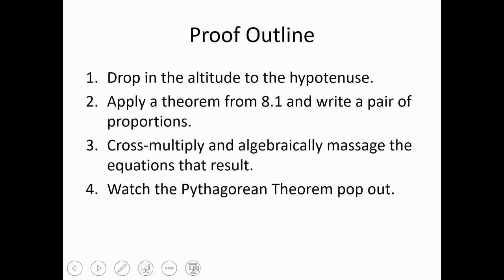Well, here's the outline of the proof, the basic procedure. We'll drop in the altitude to the hypotenuse. So that's the sort of situation that we had in section 8.1. And then we'll make use of a theorem that we proved in section 8.1 about geometric means. And then we'll just do a little bit of algebra. And at the end, the Pythagorean theorem will pop out.